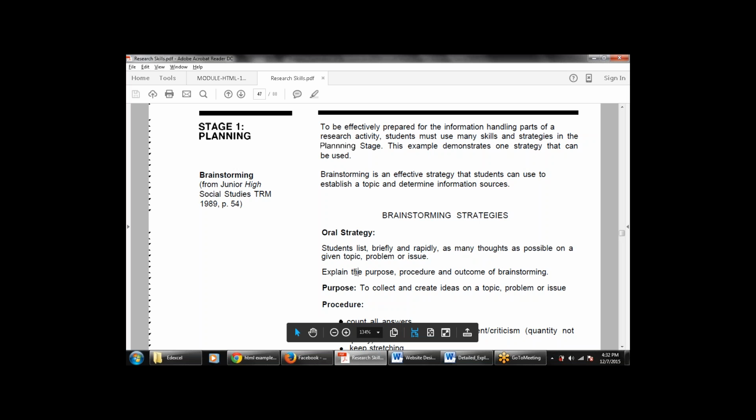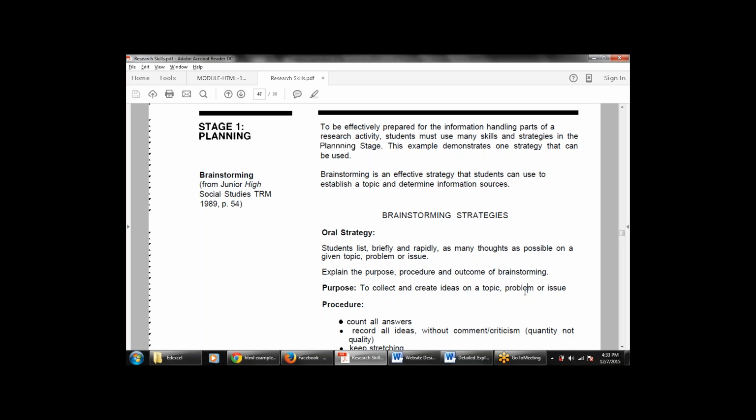Next is to explain the purpose, procedure and outcome of the brainstorming. What is the main purpose, and what is the outcome of the brainstorming? The purpose is to collect and create ideas on a topic, problem or issue. That is the main purpose, why I am taking the opinions.